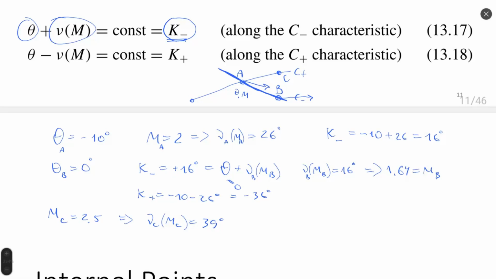The relation says to us that this K plus, which we calculated, I will use here the previous line, would be theta at point C minus Prandtl-Meyer function at point C. And since I know this 39 degrees, it would be theta minus 39 degrees. From here, how much would be the theta? Probably it's plus, right, plus 3.